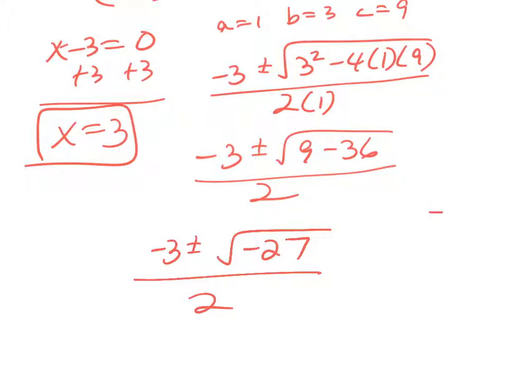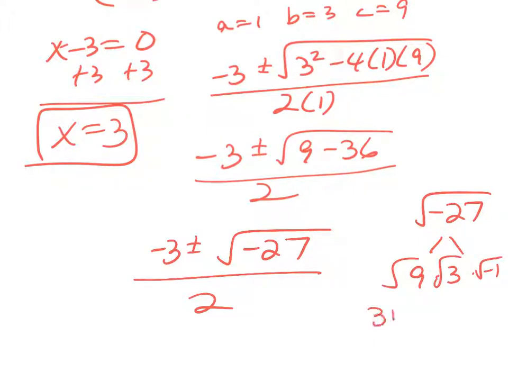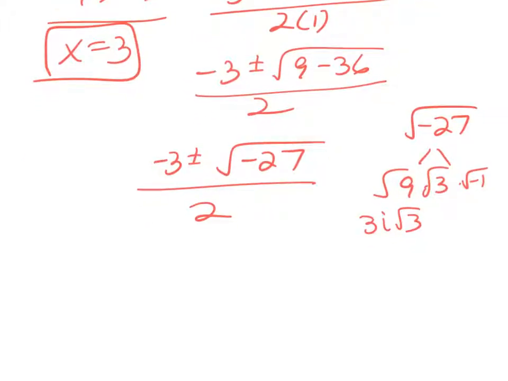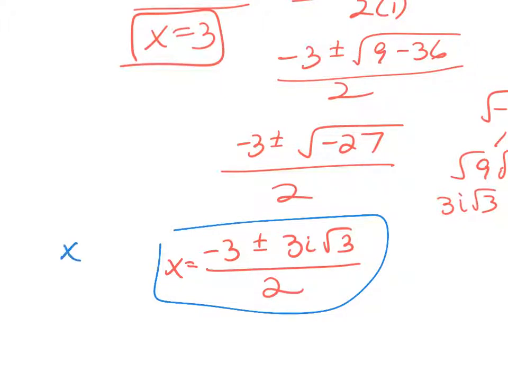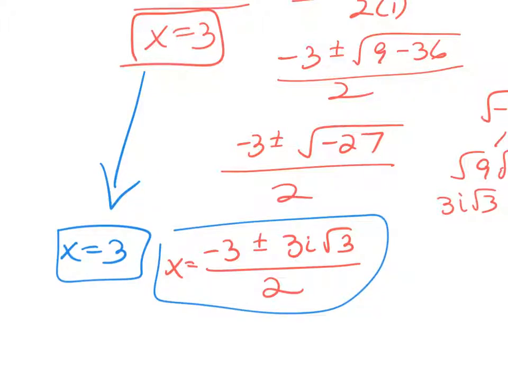I need to break down the square root of negative 27. I can break this into 9 times 3 times negative 1. I get 3i radical 3. The problem with the quadratic formula is you're going to have to simplify the radicals. So if you're not good at that, that might be a bit of a challenge. So negative 3 plus or minus 3i radical 3 over 2. So my 3 solutions are the 2 imaginary that are listed right here, plus the 1 real solution that I got right there. So 3 solutions here.